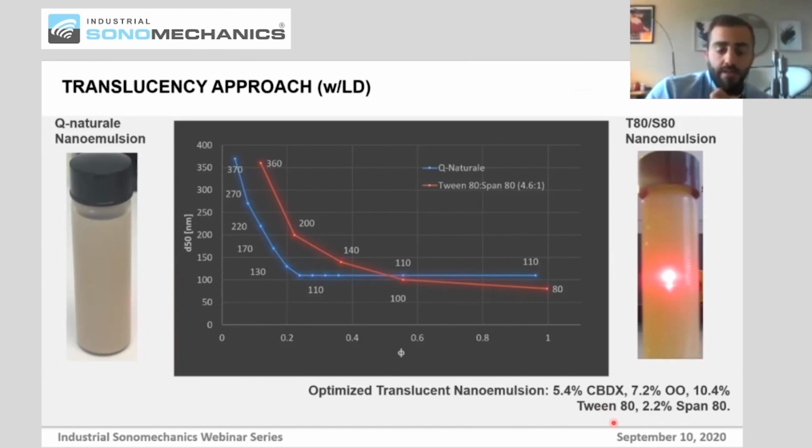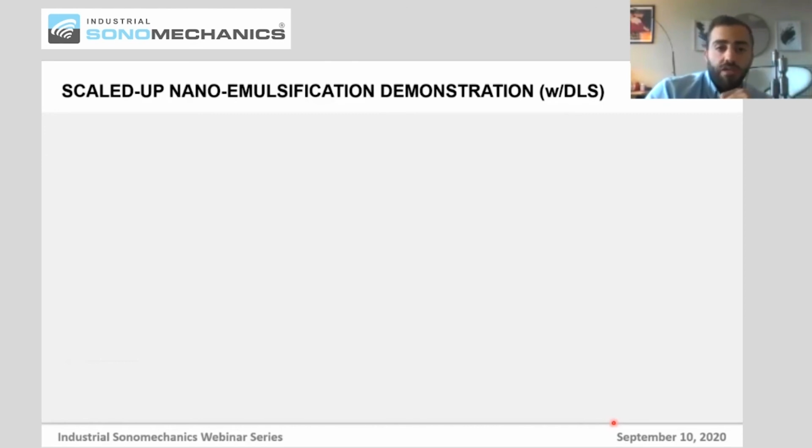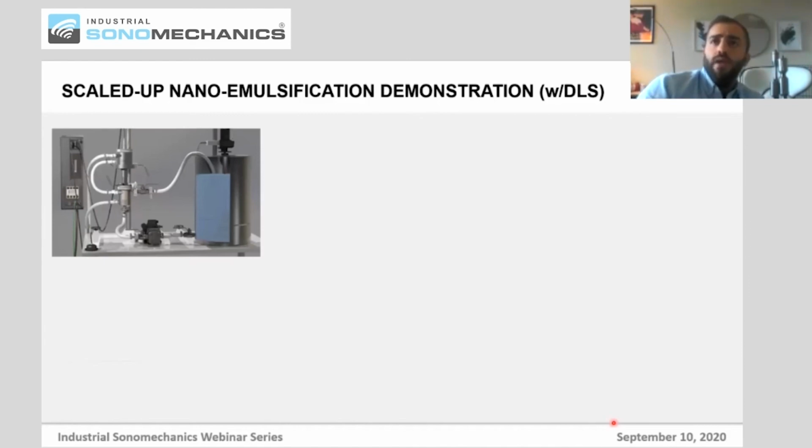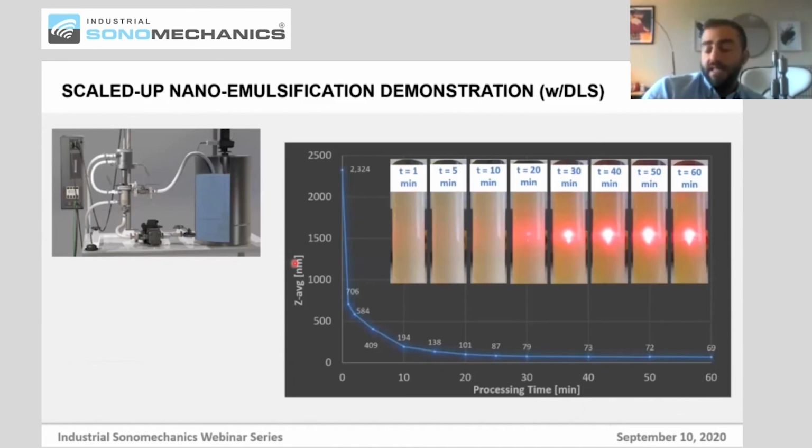So what we did is we took this optimized translucent nano-emulsion, and we performed a scaled up nano-emulsification demonstration with dynamic light scattering. In this setup here, we have the BSP 1200, a bench scale ultrasonic liquid processor in which this study was performed. All of the contents of the formulation were placed into the tank. They were mixed, and they were then pumped around into the ultrasonic reactor chamber and then back into the tank and recirculated likewise. And over time, at selected times rather, we pulled samples and measured the droplet size.